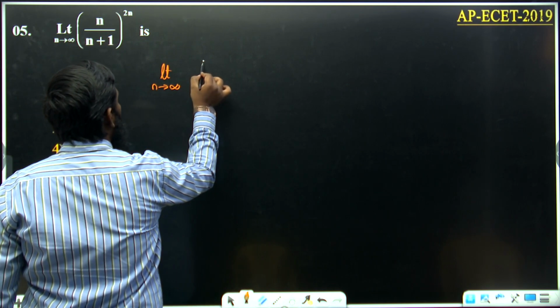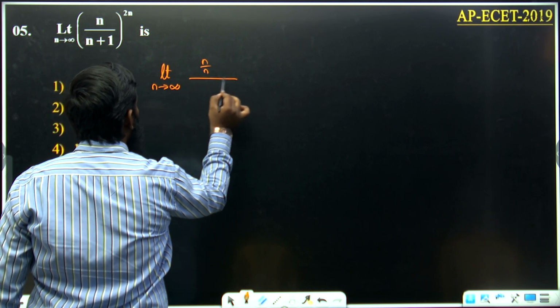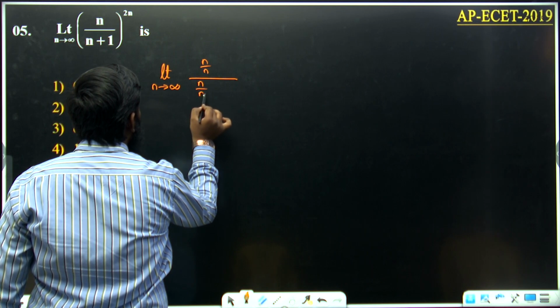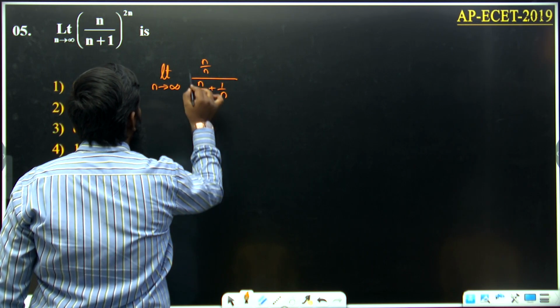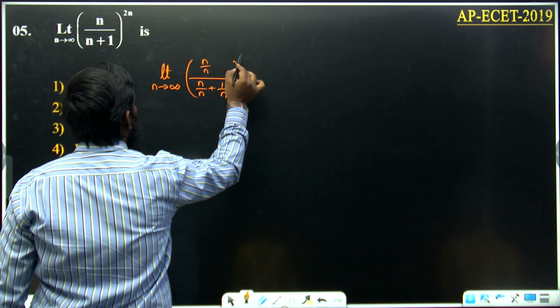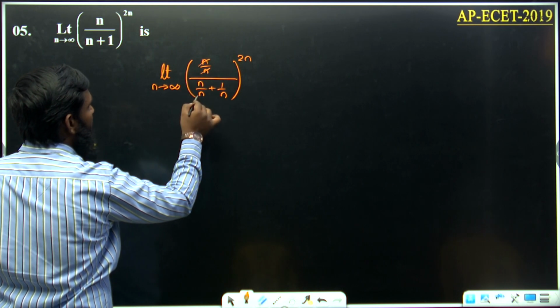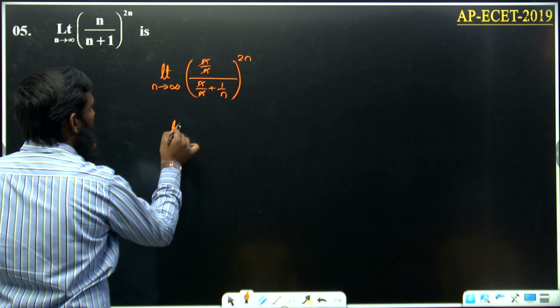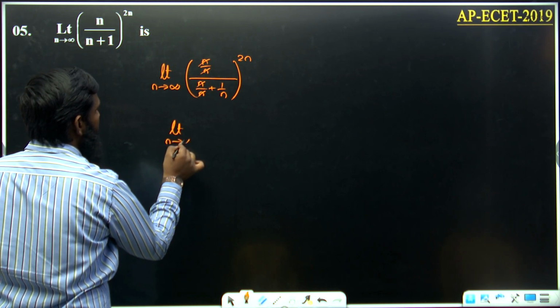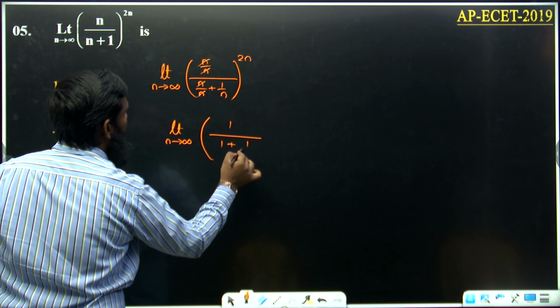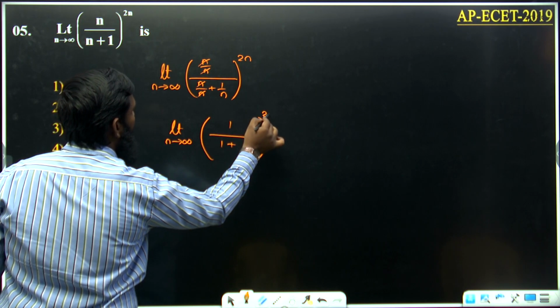So if you are dividing that part means n by n divided by, over here also what we are doing, n by n plus 1 by n. We are dividing both numerator and the denominator by n over here, okay. This part we have taken. Now what will happen, this part gets cancelled, this part gets cancelled. What is the remaining part we are having, limit n tends to infinity, next 1 divided by 1 plus 1 by n whole power 2n, okay.